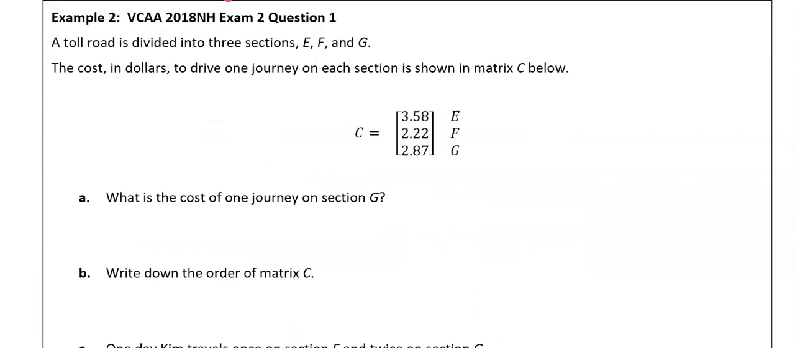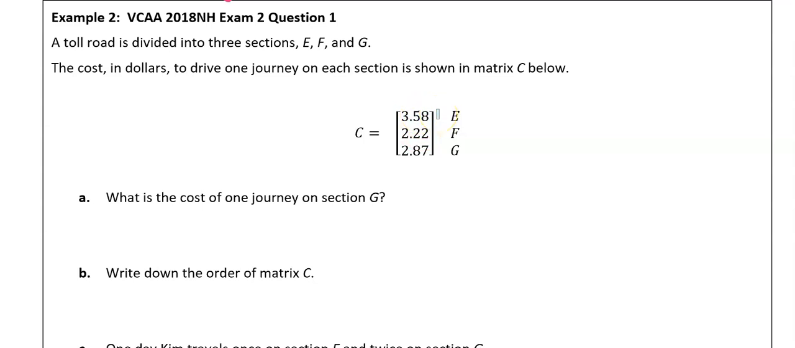So again, another VCAA question. This is taken from exam 2 from 2018 in the Northern Hemisphere. Question 1, so starting off the paper in this section. A toll road is divided into 3 sections, E, F and G. And the cost in dollars to drive one journey on each section is shown in the matrix C below. So there we can see our 3 sections and the cost for each one.